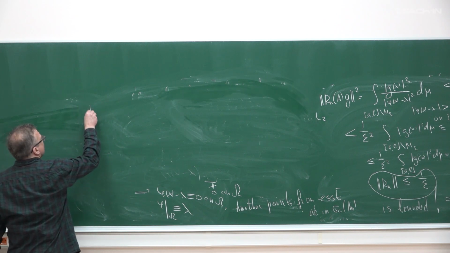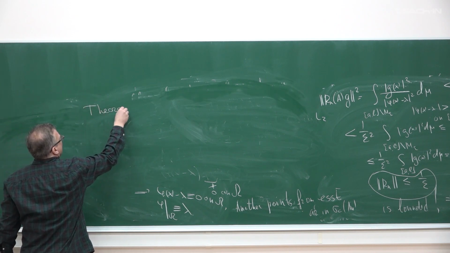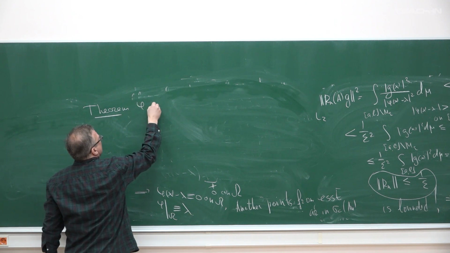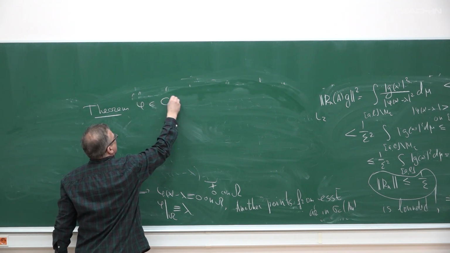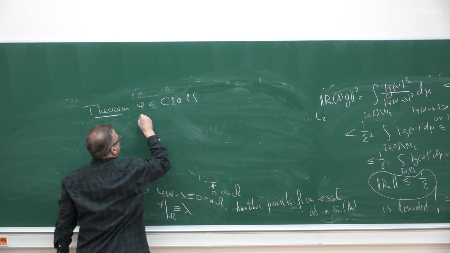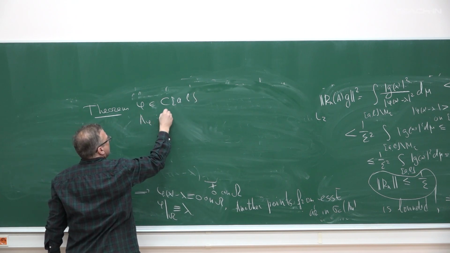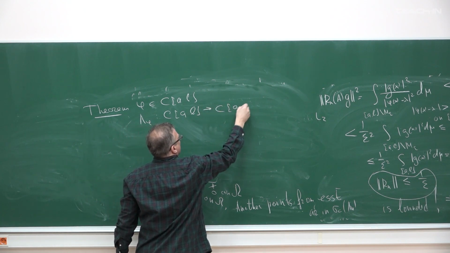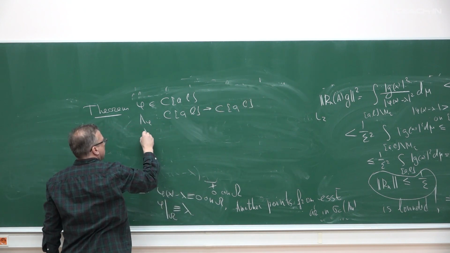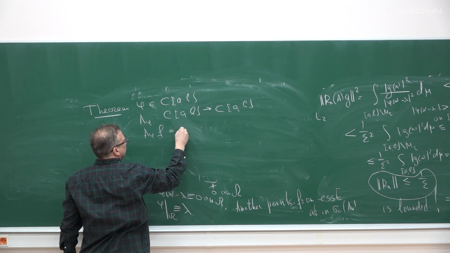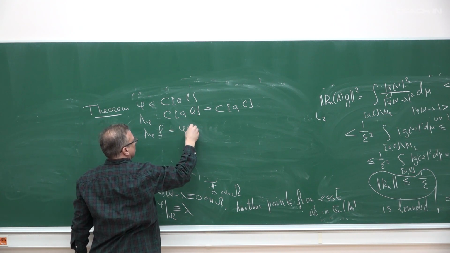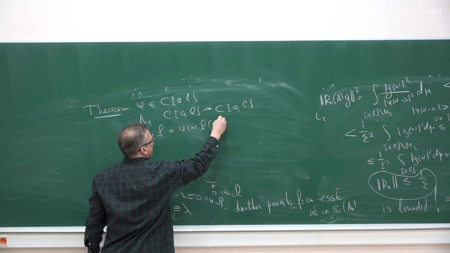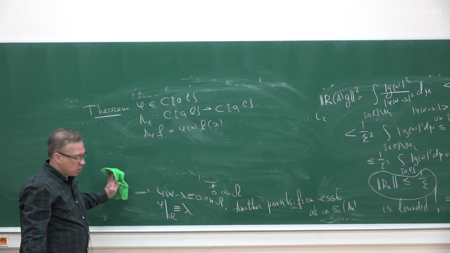So, the next theorem. Phi is a continuous function. Operator A phi is from continuous functions to continuous functions. It is just, again, multiplication. What is the spectrum in this situation?